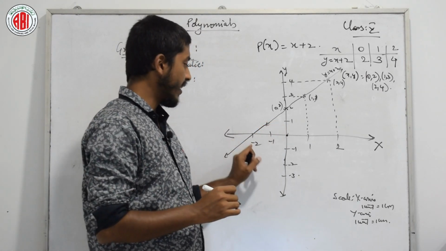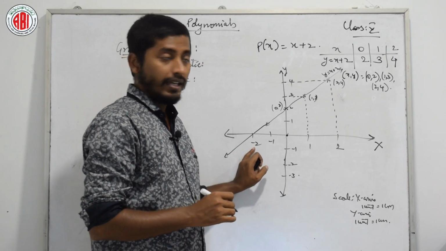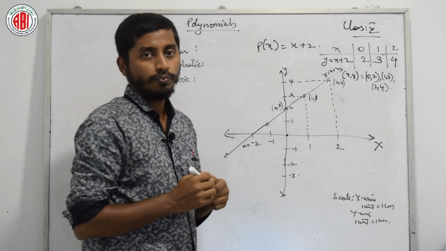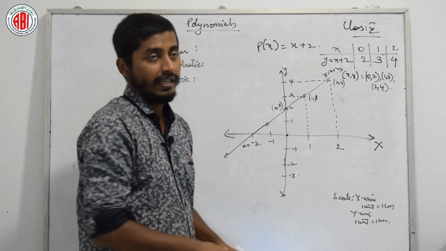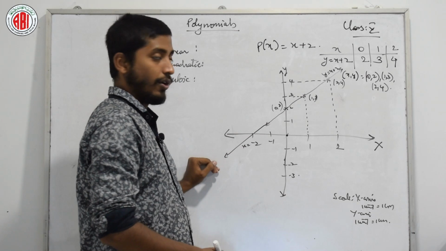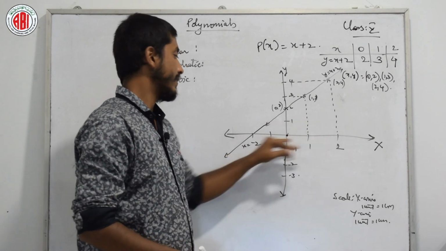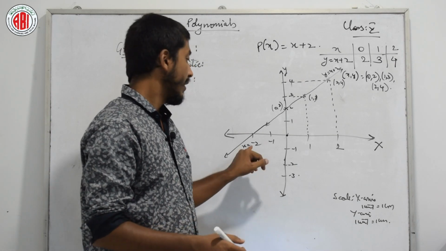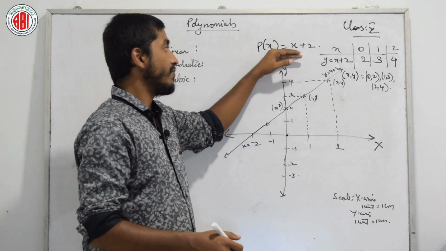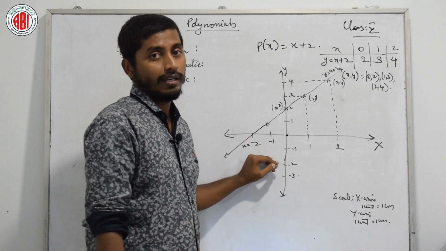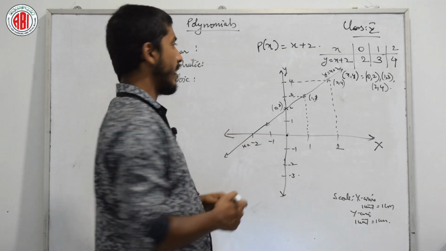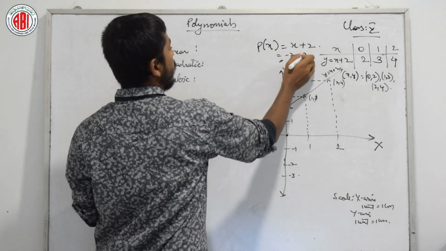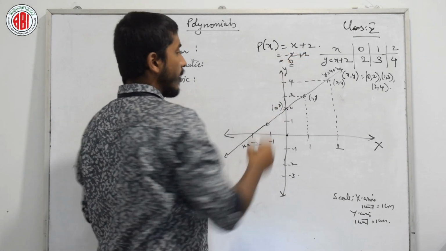Where did this graph meet the x-axis? This is meeting at x equal to -2. Is it clear? My graph, that is my polynomial, is meeting the x-axis at x equal to -2. Then I can tell that this polynomial becomes 0 when x is equal to -2. Let us substitute in that. Substitute -2 in this. What is -2 plus 2? It becomes 0. Did we get it?